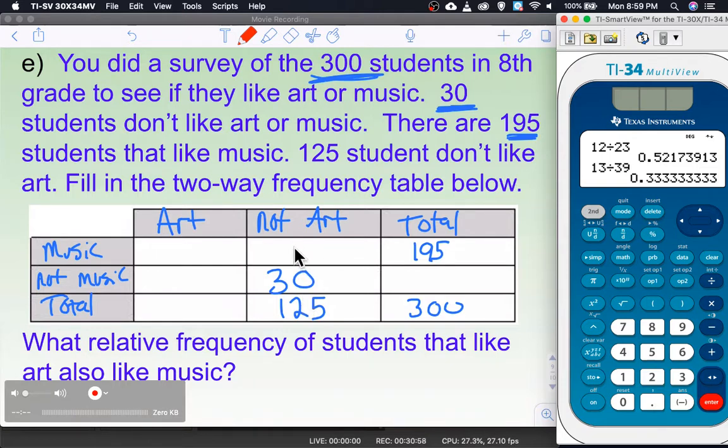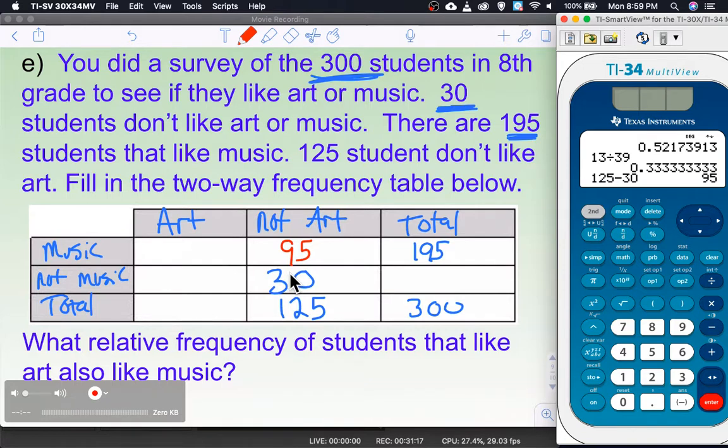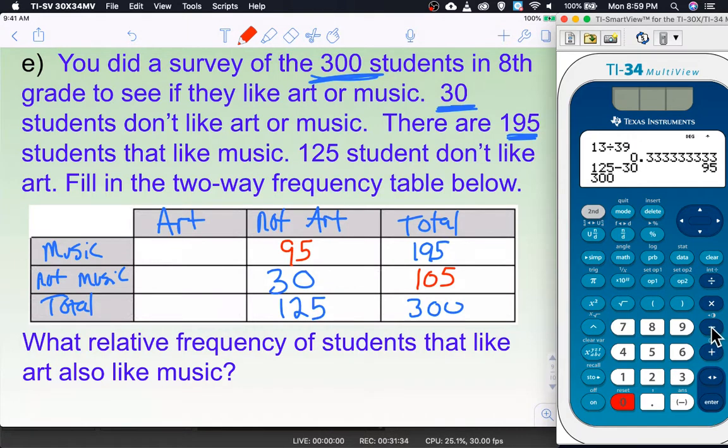For example, right here, I know that this number here, whatever this is, this number plus 30 is 125. This is the total of this row. So if I take 125 and minus 30, I got 95. 95 plus 30 is 125. That's my total of this row. Same thing here. 195 plus something is 300. I know in my head that number is 105. I could subtract 300 minus 195, and I should get the same thing.